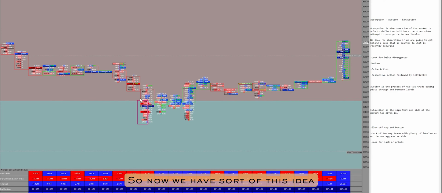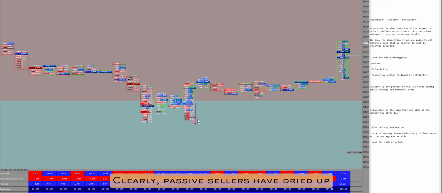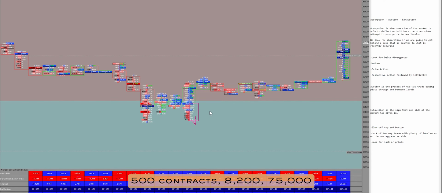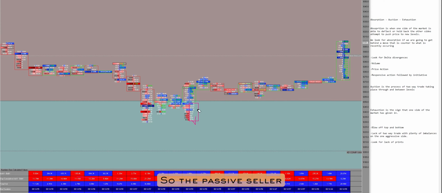So now we have sort of this idea of where some trigger points are, and we're clearly auctioning above them as long as we are above 9,250. So price makes one more stab into the low. Now you can see that clearly passive sellers have dried up. So we're looking at a few 100,000 contracts over here to now barely, we have sometimes in some cases 500 contracts, 8,200, 75,000. So the passive seller is not really interested in this anymore, in passively offering this.